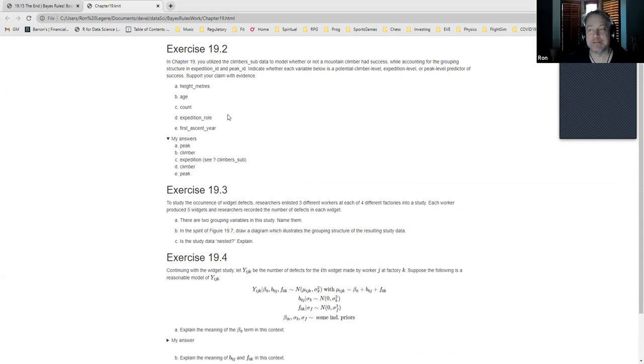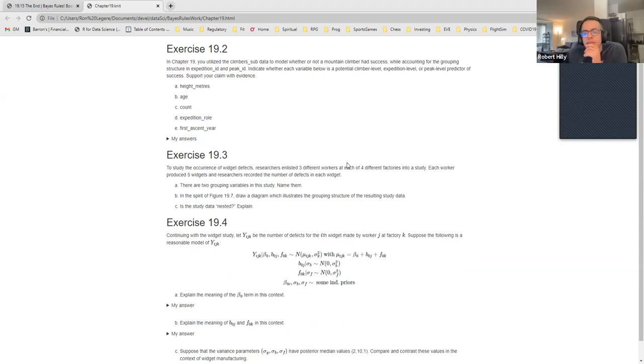This one's kind of weird. The expedition role is a peak, it is a climber thing, but there's only one leader or whatever. I don't know. I wonder how that folds in, but maybe I'm overthinking it.